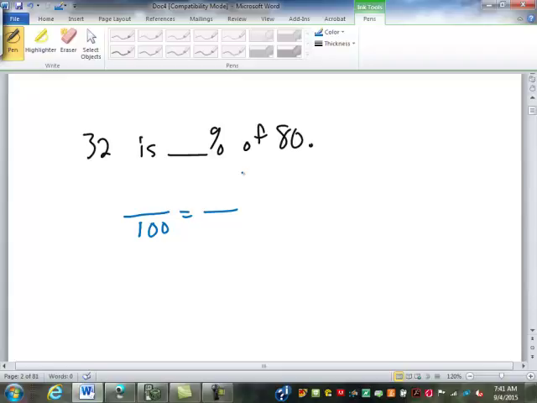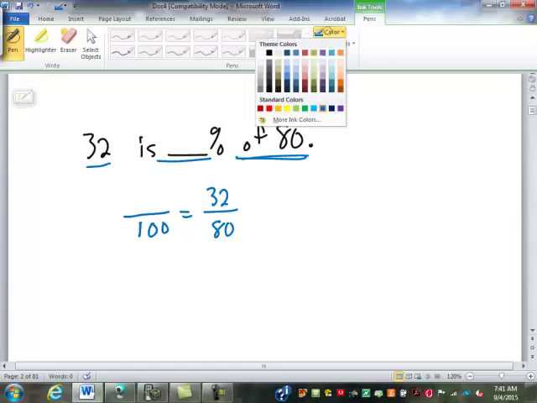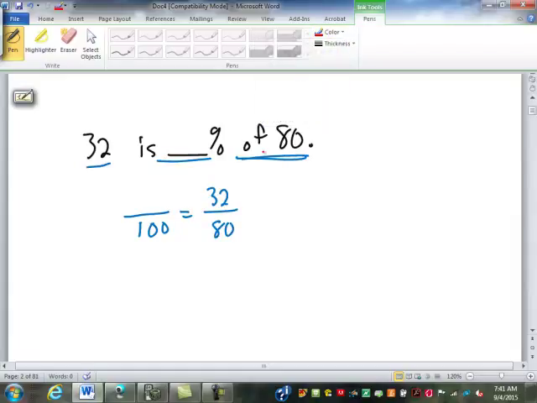Now on the other side, we're just matching it up again. 32 is blank percent. The 32 matches up with the missing percent. Of 80 or out of 80 implies the 80 goes on bottom. So once again, we cross multiply and divide. Even if we're cross multiplying in a different direction, it's still the same process.